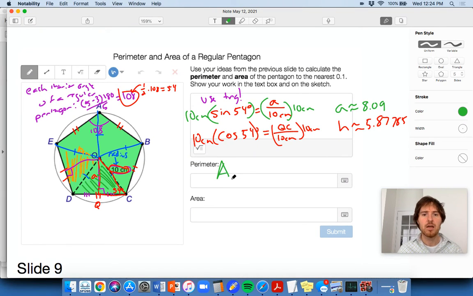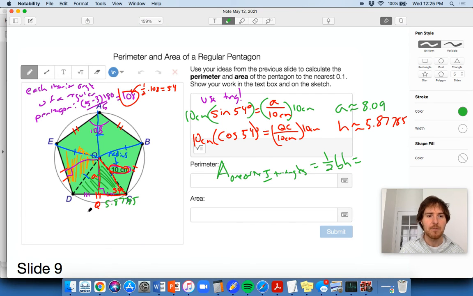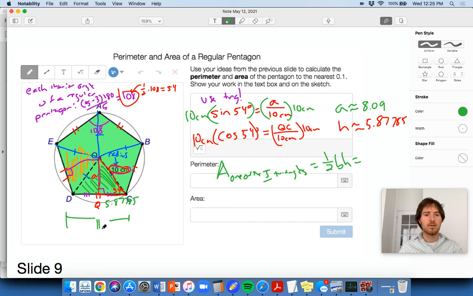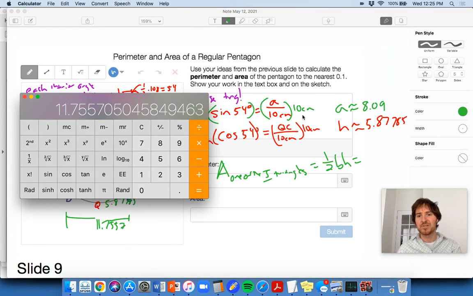So the area of one of the 5 triangles equals 1/2 base times height. What do we know about the base here? Well, this is about 5.87785. The base is going to be twice that. Okay, my base is 5.87785 multiplied by 2. I get about 11.7557. You notice I left it in the calculator here. That's going to be a more precise answer.